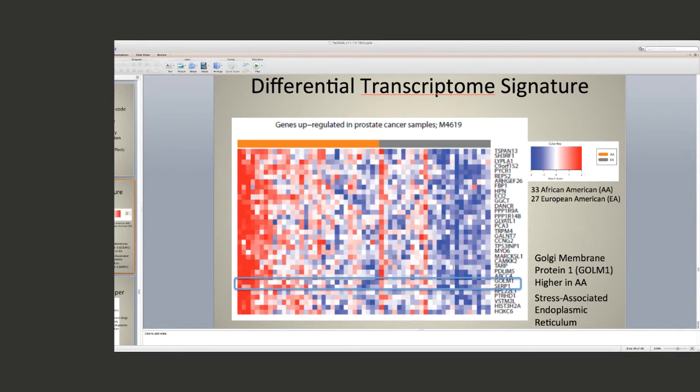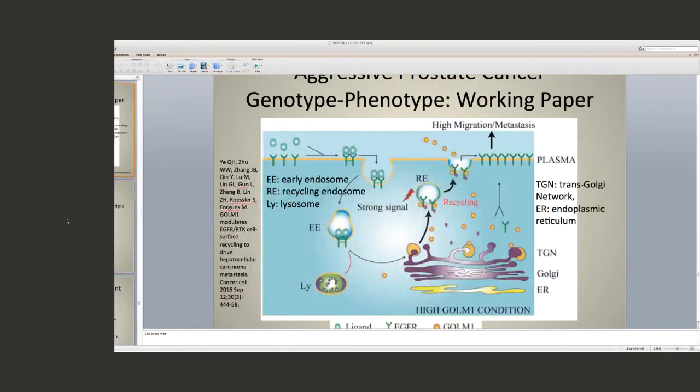And since our hypothesis is we're looking at the impacts of stress on African Americans, who we know have a more aggressive phenotype of the cancer, we're examining that element. And part of the stress signature has to do with the tumors producing a lot of proteins, and their ER and Golgi are under stress. So the ER is the endoplasmic reticulum, for making proteins.